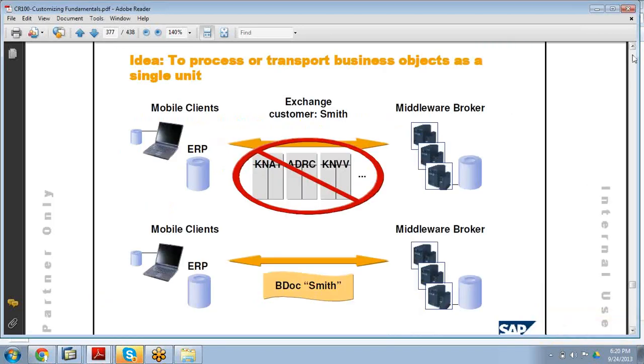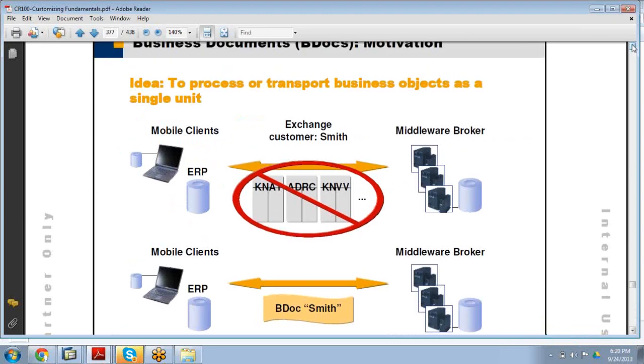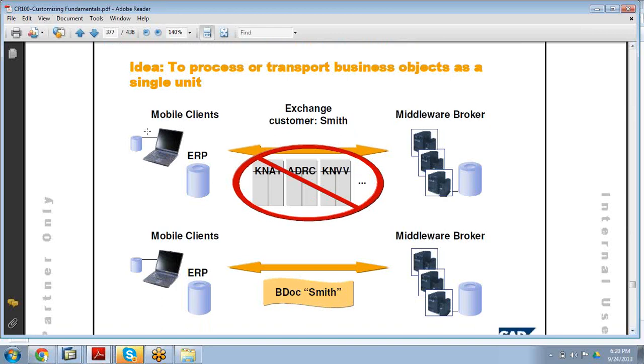So write something about BDoc. BDoc stands for business document. BDoc is simply two things. Suppose you have to send data from middleware to another mobile client; you have to send table by table. KNA1 one table, address one table, KNVB. So instead of sending them in tables, it will go with a structured mechanism, a BDoc with the name called Smith. The customer's name itself is the BDoc's name.